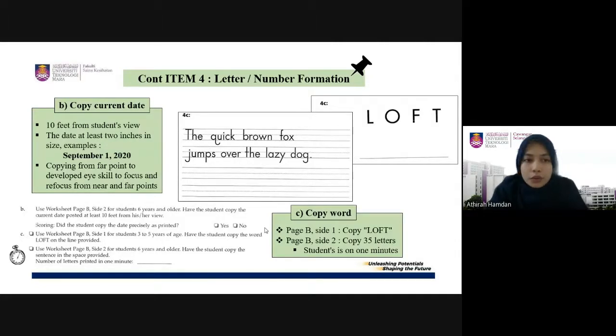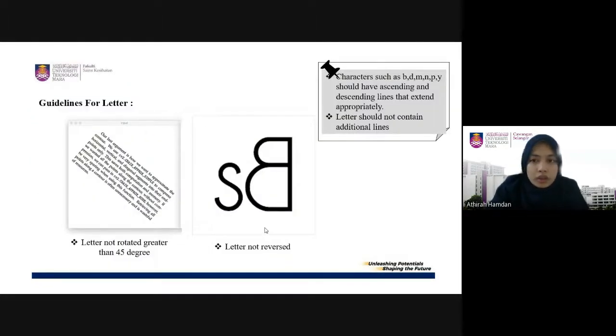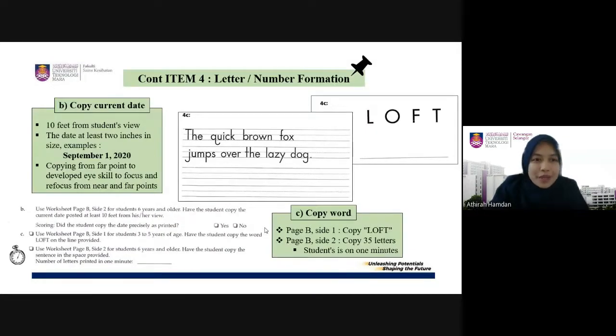Alright, we move to copy words. For page B, side 1, children 3 to 5 years old copy LOFT, loft, underline provided in the booklet. Then page B, side 2, children 6 years old and above copy 35 letters for 1 minute. So dekat sini yang page B yang C, yang children 6 tahun ke atas, examiner akan note berapa huruf yang dia boleh buat dalam 1 minit.